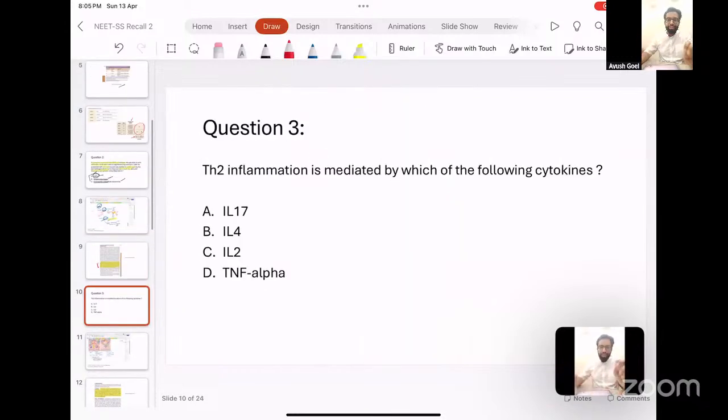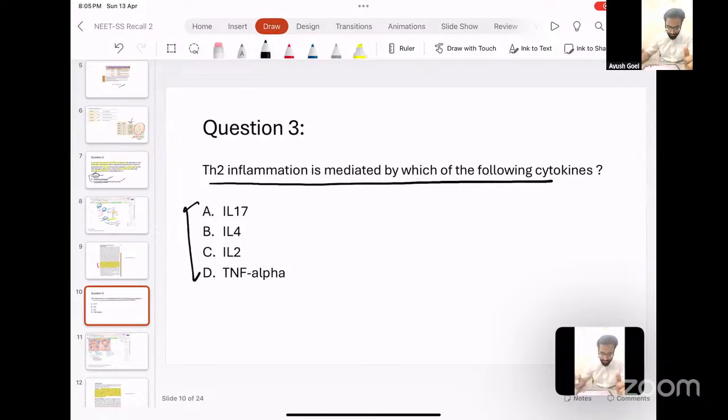Coming to the third question, it was based on immunology, or also you can say it was based on asthma. So the question was, T2 inflammation is mediated by which of the following cytokines? And these were the options.